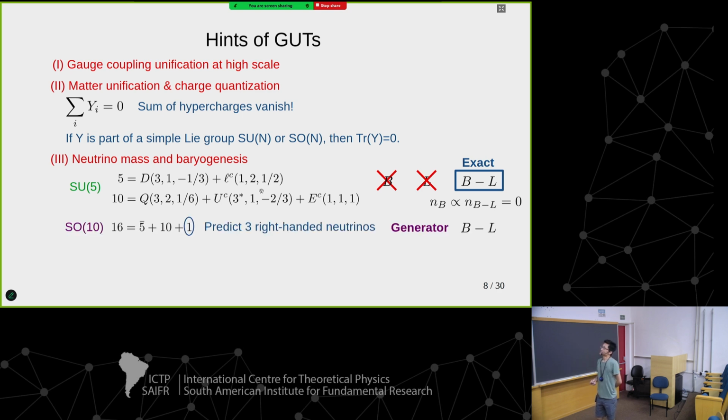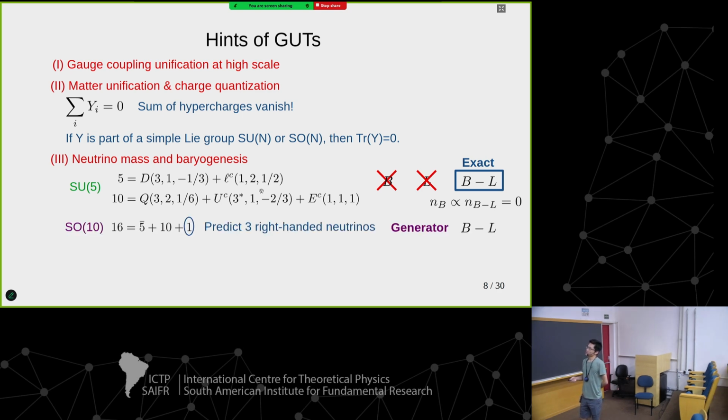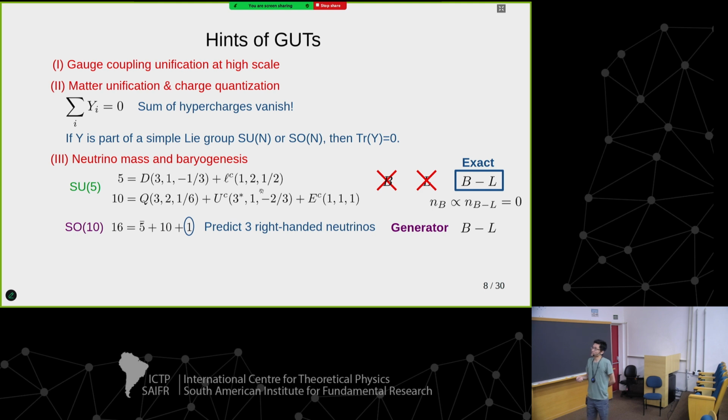And then if we look at SO(10), you can fit all the standard model in the spinor representation, the 16. But then you need one more particle, which has to be there. You can identify this one because it's not charged under the SU(5) or the standard model gauge group. That means it's a right-handed neutrino.